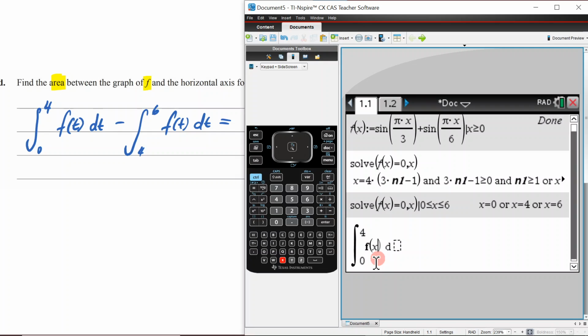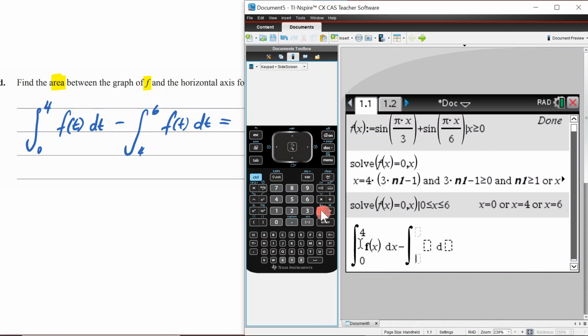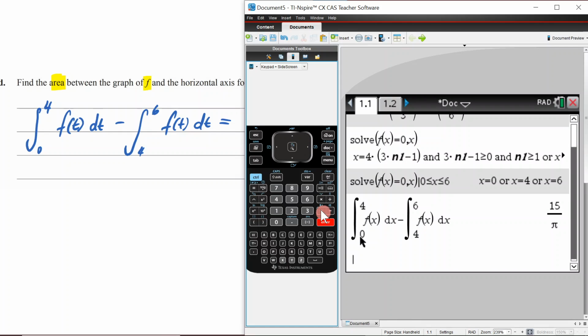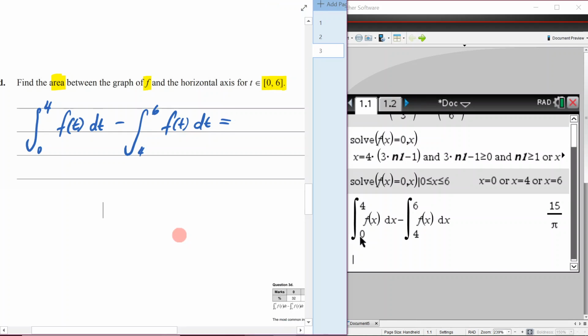So this is where you've got to be careful, because I'm using x in my CAS, but the question on the exam paper is using t. So just be careful of that. Subtract from that, what is it going to be? Shift plus, 4 to 6 of f of x dx. Okay, my answer is going to be 15 on pi. Too easy, 15 on pi.